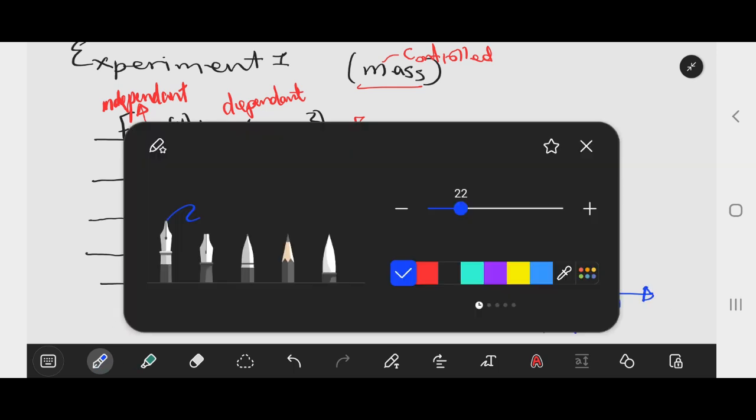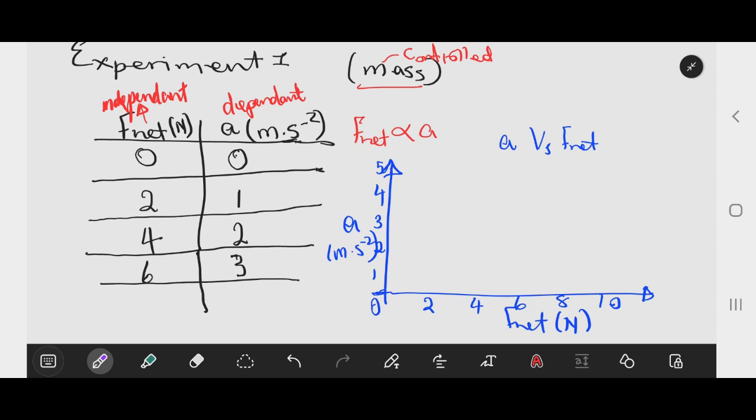Now, if we were to plot this graph, the coordinates would be 0 and 0, so that is the point. 2 and 1, and then 4 and 2, and then 6 and 3. If we join all those points, we get a linear function.